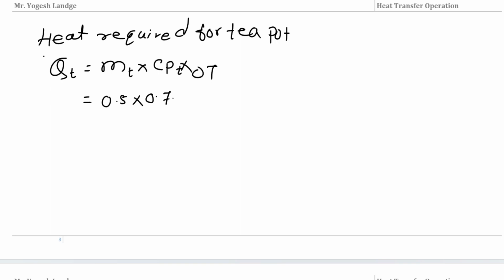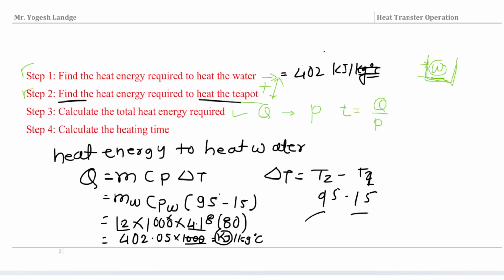So 0.7 into the temperature difference, which is again 95 minus 15. Once we do the calculation for this one, we get the value of Qt, that is the heat required for the teapot, and it is around 28 kilojoule. So we got the value of Qt and the value of Q. What is the next step? We got these values, this one and this one.